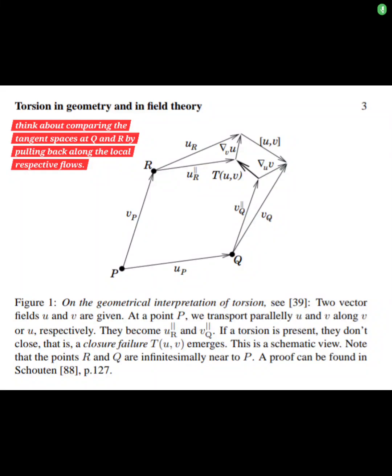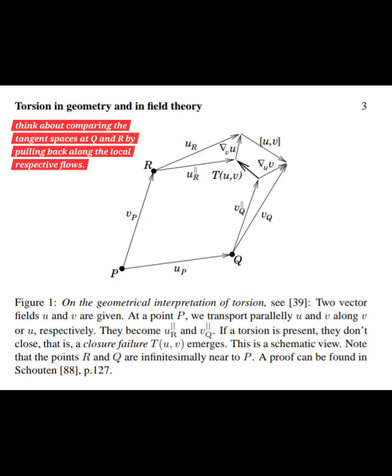So here we have a beautiful geometric representation of the torsion tensor. Essentially, we take this vector from P to Q, and we parallel transport it in this direction v rho, which is transport with respect to the Riemannian connection, ensuring that the covariant derivative of the vector field is 0 as it's transported along this from P to R.